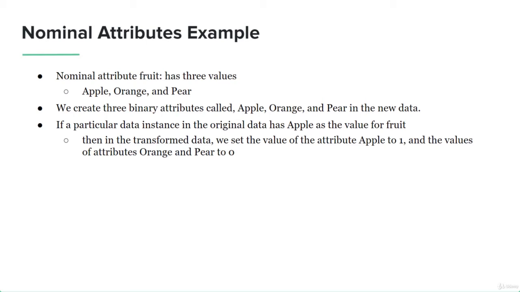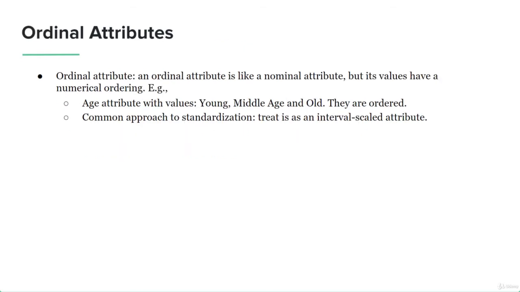After we create these three new features in the dataset, if a particular data instance in the original data has an apple for the value, then the transformed feature in the apple attribute will also have 1. And we will do the same for orange and pear as well. So this is rather a simple process. Now the ordinal attributes, to remind you, are the nominal attributes which have a certain order to them.